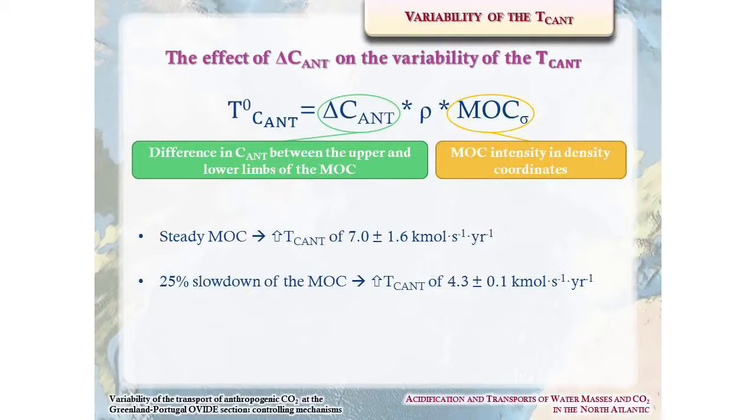If we assume a steady meridional overturning circulation of 16 sverdrups, the transport of anthropogenic CO2 across the section estimated by our estimator increases at a rate of 7 kmol per second per year. It means that the increase in anthropogenic CO2 yields an increase in the northward transport of anthropogenic CO2 across the section. If we take into account the slowdown of 25% of the meridional overturning circulation by the end of the 21st century predicted by models, the transport of anthropogenic CO2 resulting from our estimator also increases, but at a lower rate of 4.3 kmol per second per year.